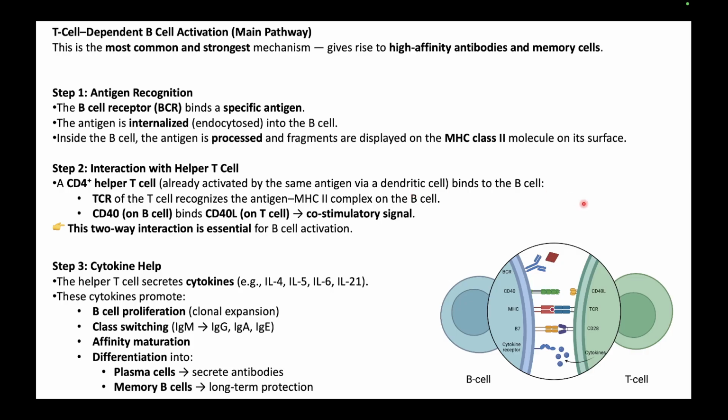Again, this antigen is already being presented to the helper T cell, so it is already activated. The TCR of the T cell recognizes the antigen MHC2 complex on the B cell, and the CD40, which is present on the B cell, binds to the CD40L, which is present on the T cell. This is a co-stimulatory signal, the second signal, and this two-way interaction is essential for B cell activation. When this second interaction happens, the B cell gets activated.